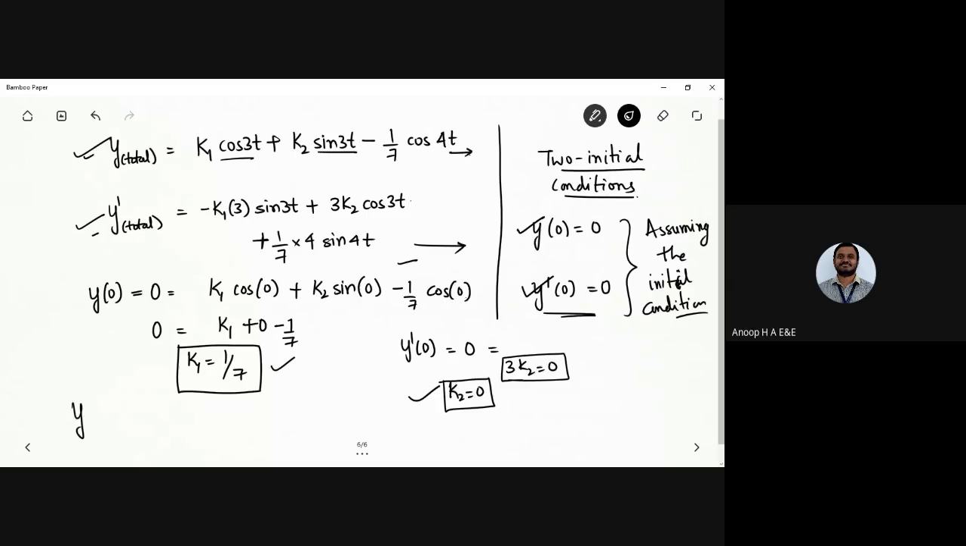Now I want to write the total equation. Y total would be 1 by 7 cos 3t, plus 0 into sin 3t, which I can write as 0, minus 1 by 7 cos 4t. So you are left with only two terms here. Let me write it down clearly.